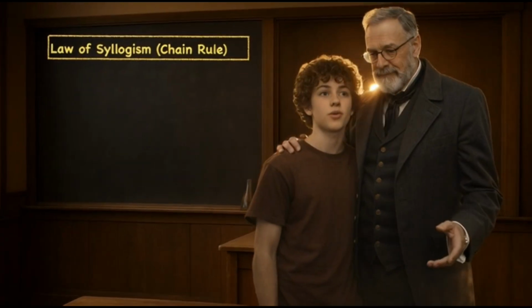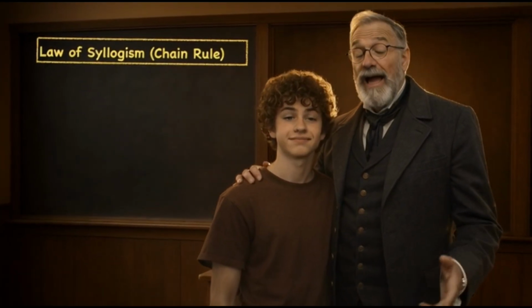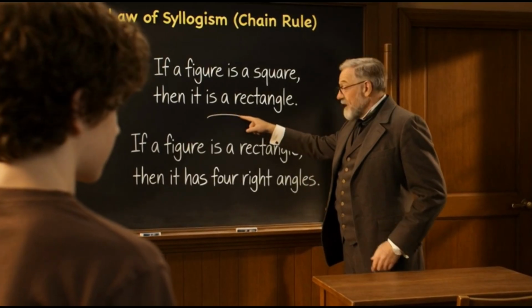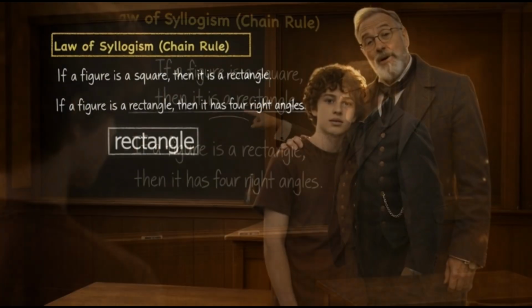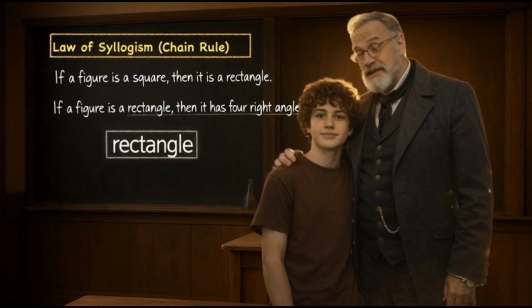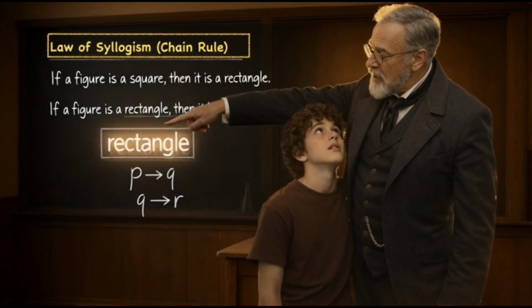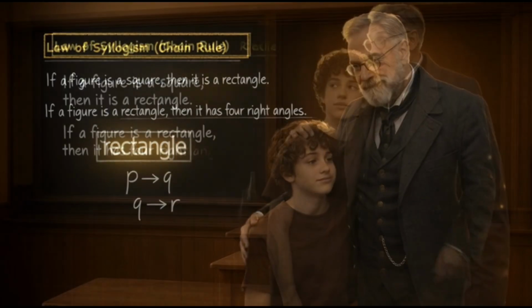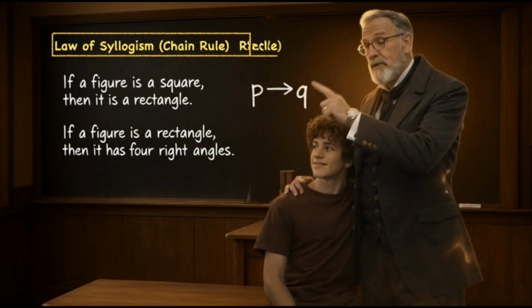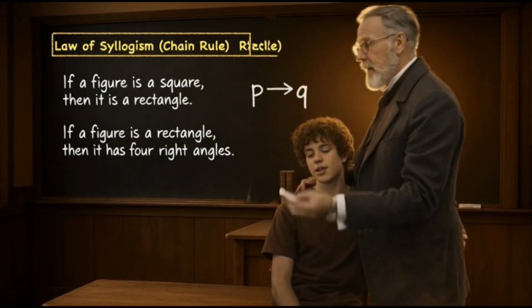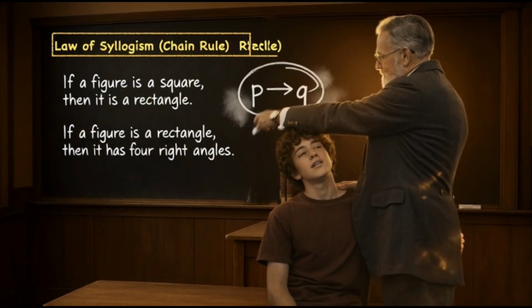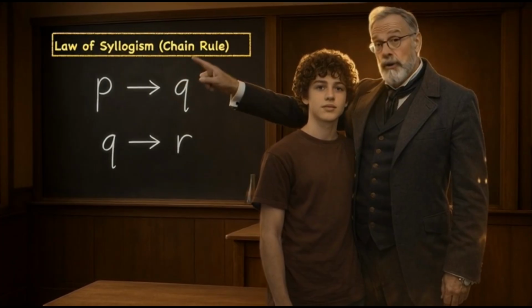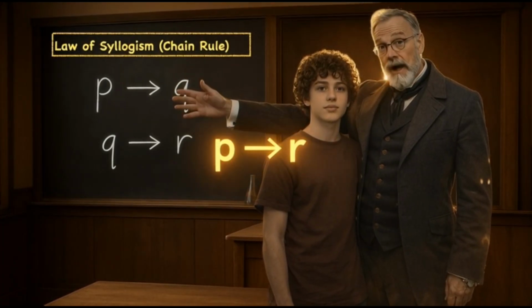But what does solving a real chain rule problem look like? An excellent question. These are two conditional statements. Notice the middle link. The word rectangle appears in both statements. This is the link in the chain. Here in the symbolic form, you can see P to Q and Q to R. When the conclusion of the first statement becomes the beginning of the second, they form a logical chain. So the middle part connects the reasoning. P implies Q and Q implies R, therefore P implies R.